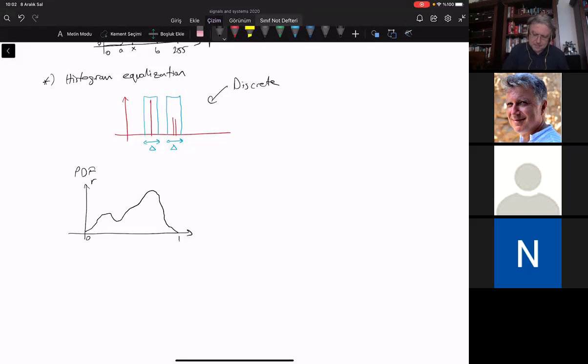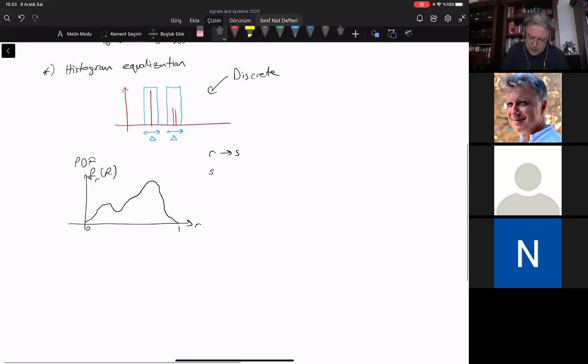But it's not R really, it's the PDF of R. So let me write it like F_R of R or something like that, okay? And this is R essentially. Now we will make a mapping from R to S. So R is our random variable and S is our new mapped random variable. We are applying a function to R. You can write it like S is equal to a function of R.